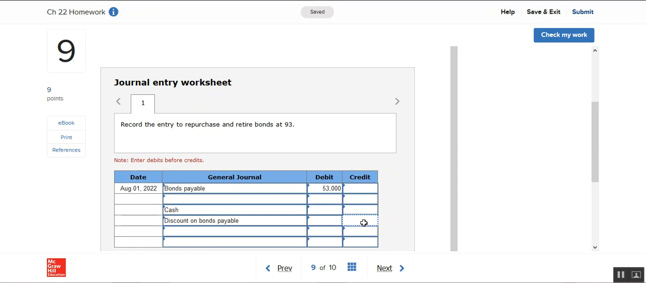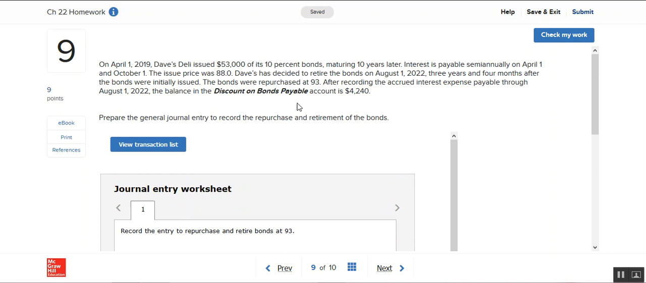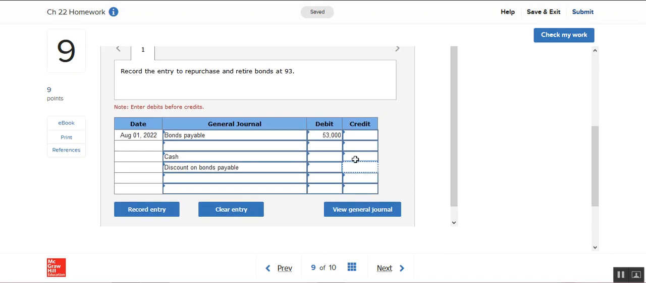We have a discount on bonds payable that we need to get off the books as well, and it told us what that was: $4,240. So we're going to put that in here, $4,240. That's a credit because a discount normally carries a debit balance. We're removing it from the books, so we're going to credit it.